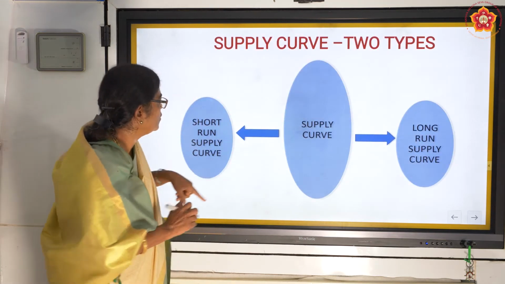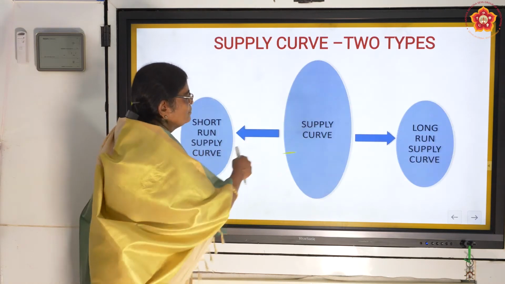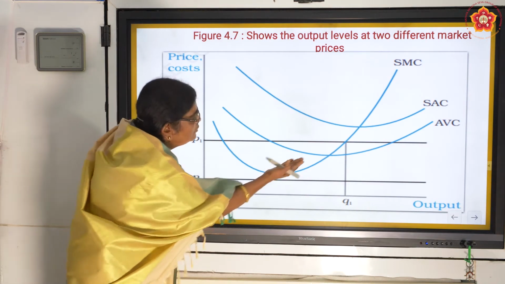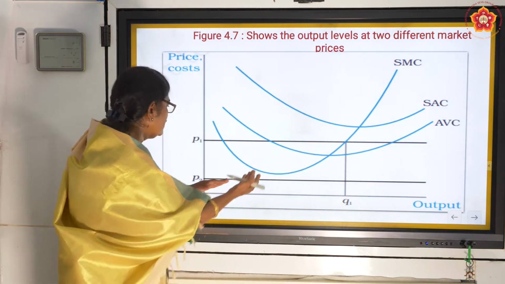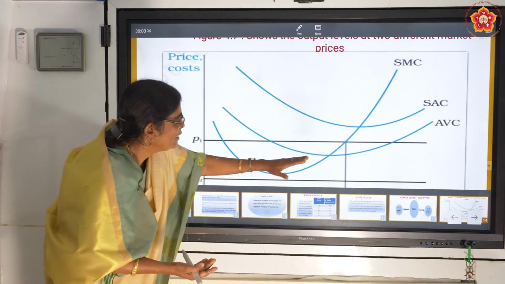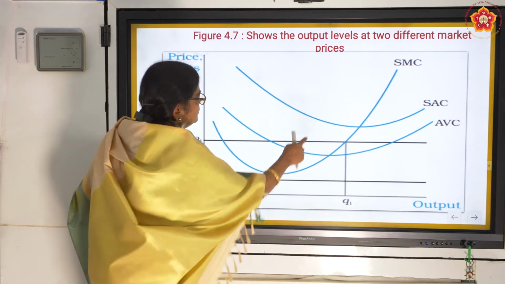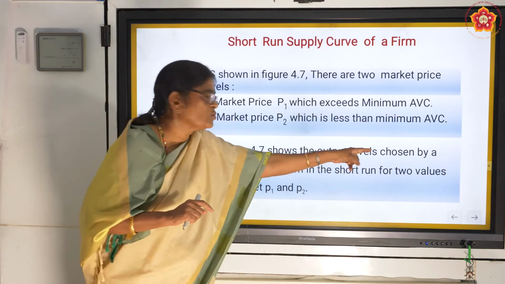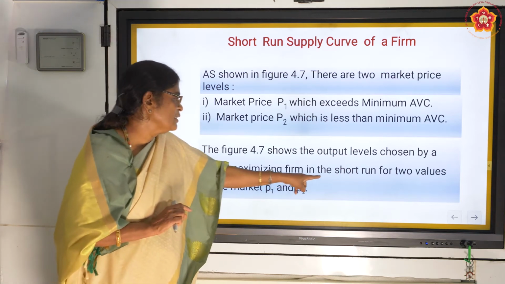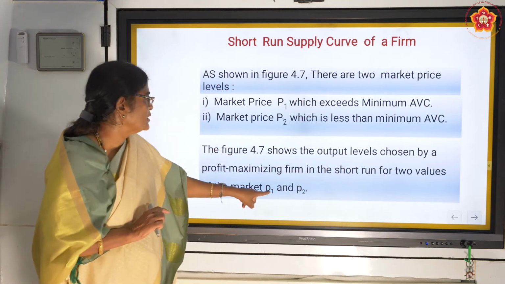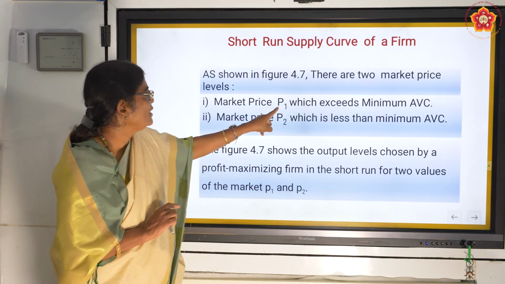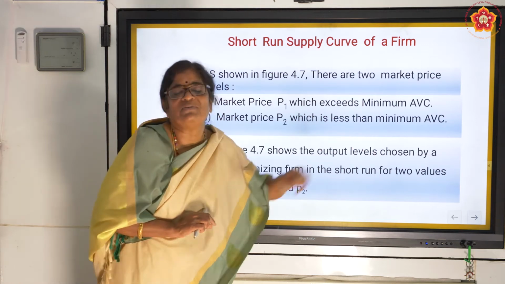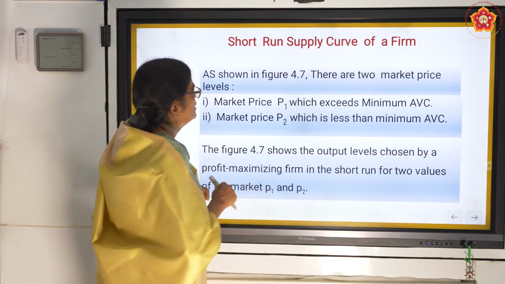For P2 you can notice, P2 is very much below and AVC is very much up. Therefore, this condition is P2 less than AVC. Figure 4.7 shows the output levels chosen by a profit maximizing firm in the short run for two values of the market price, P1 and P2. P1 exceeds the minimum AVC. P2 is less than the minimum AVC. I hope you understood.